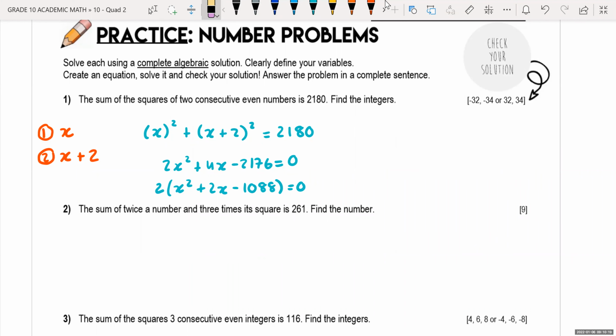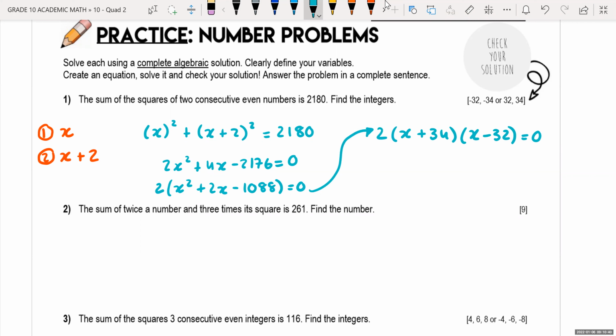But again, it's up to your comfort level. If you wanted to use the quadratic formula, you could. And when you do that, let's see what you end up getting. You end up getting negative 34 as one of your numbers, and you end up getting 32 as one of your numbers.